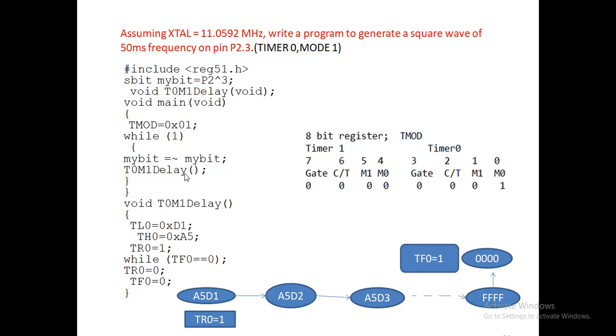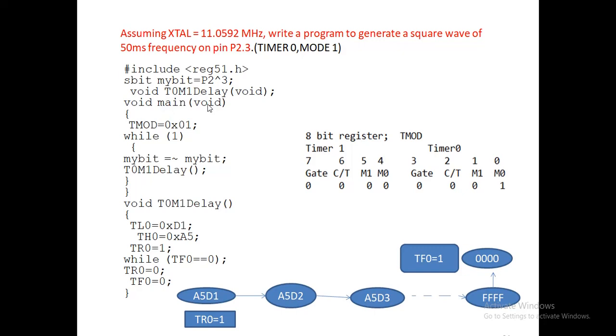Okay, T0M1 delay. Once it executes this one, it directly comes over here and executes the subprogram. It is nothing but a user defined function. We can simply call it a user defined function. As a user, you have to define this function. After that, later on you can use this function with the function name.